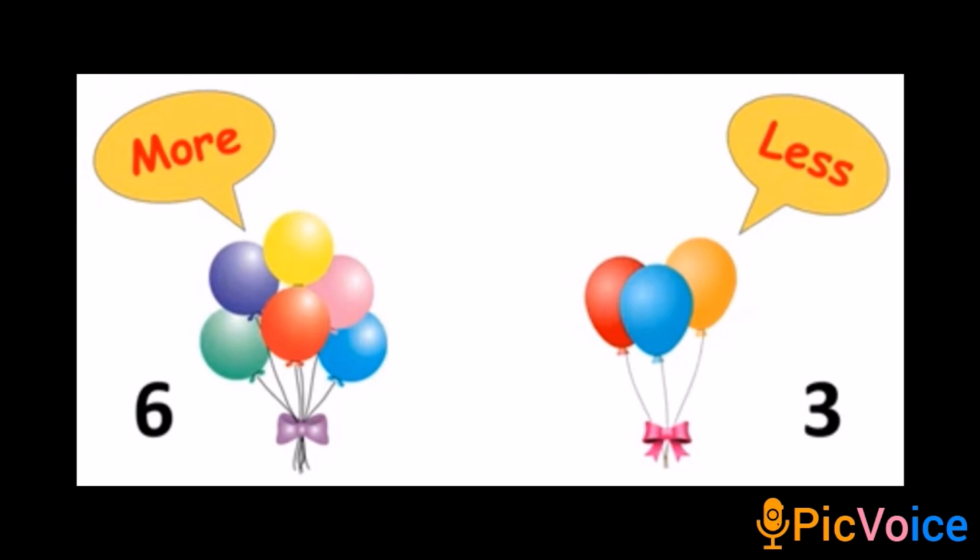Okay, shall we count the right hand side children? See, here we have 3 balloons. 1, 2 and 3. Okay, now we have to compare these numbers. 6 and 3. Okay, which is greater children? We already know, isn't it? 6 is greater than 3. So we can automatically say the side which has 6 balloons has more than the side which has 3. So 6 balloons are more and 3 balloons are less. Okay children. So you are easily able to identify more or less, isn't it children? By counting we can find it.